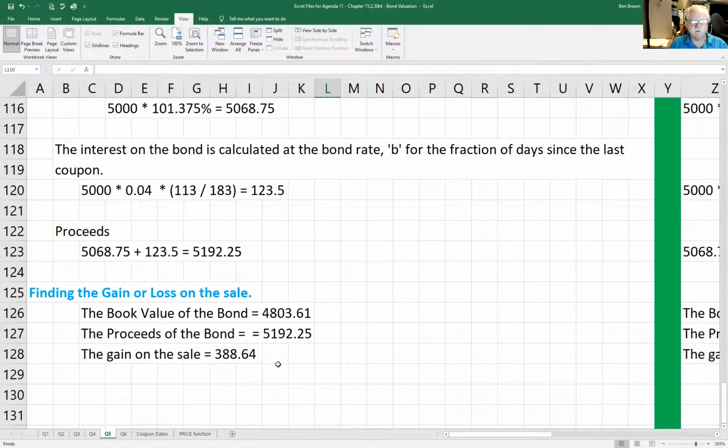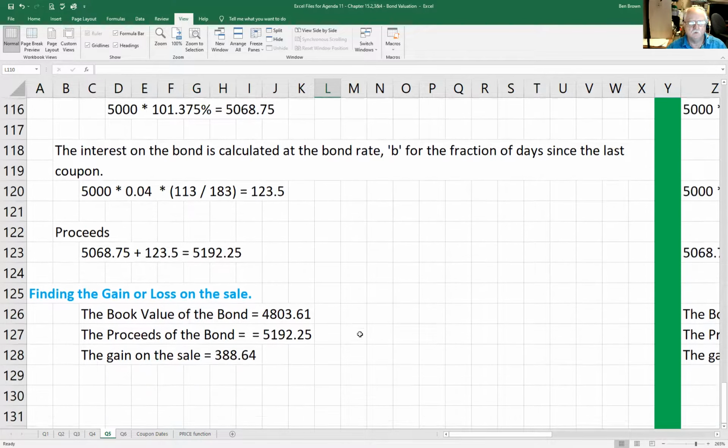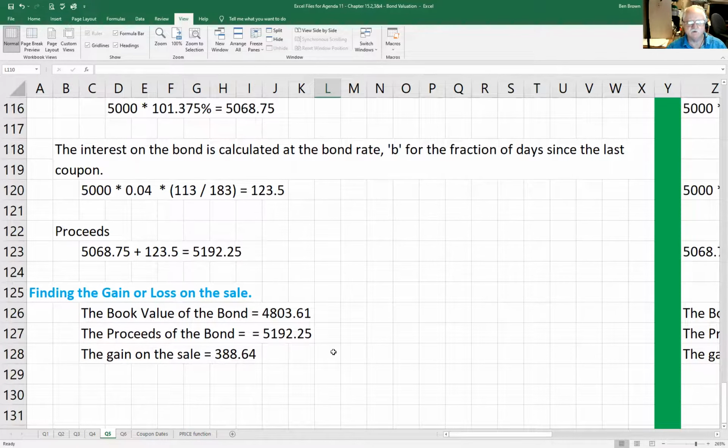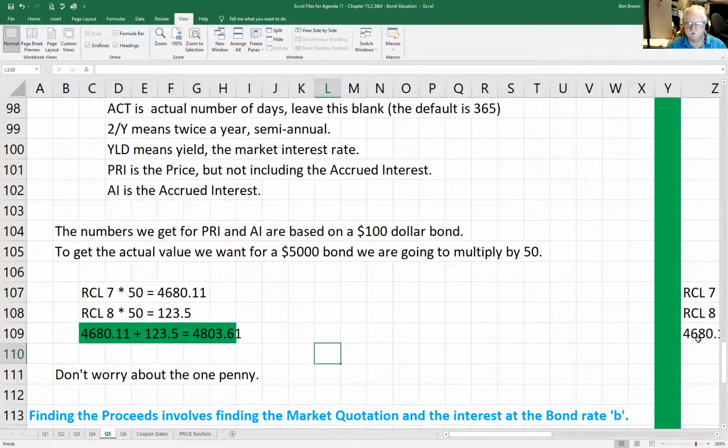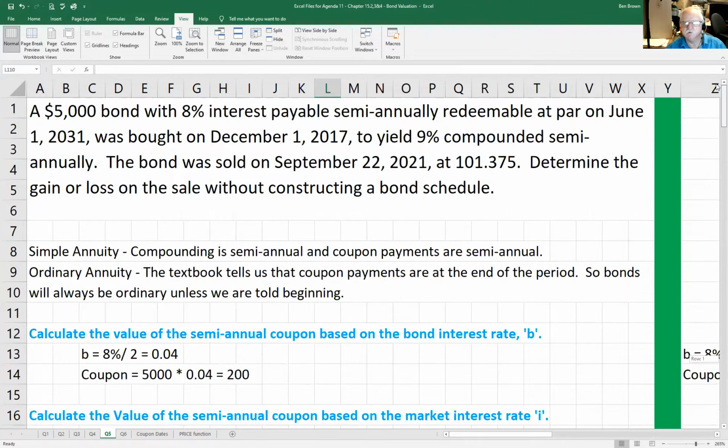And so that is the fact that even though this bond was selling at a discount, because of the price we were able to buy it for, we actually made a gain on the sale. Quite a confusing concept between the market quotation and the actual amount that we bought this thing for.